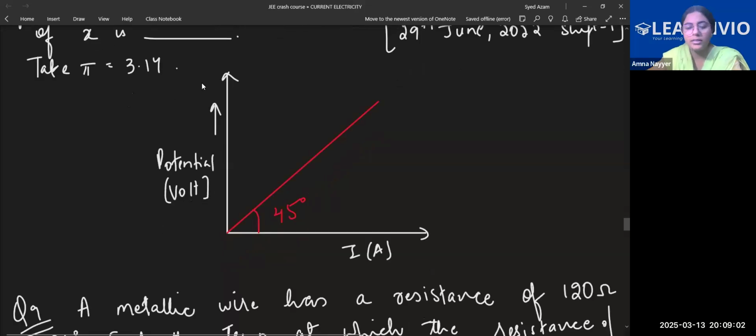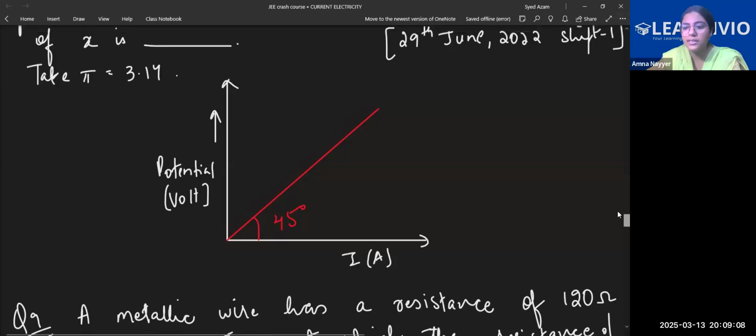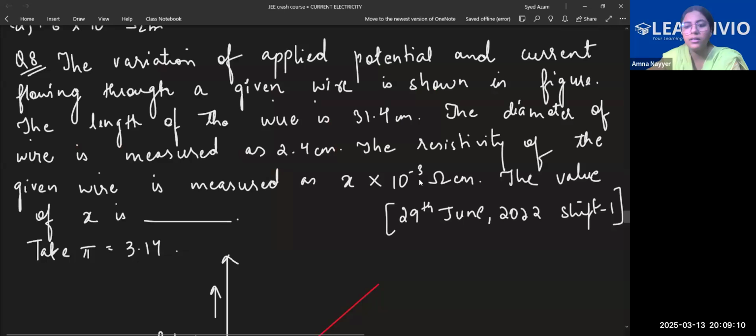Yeah, this is the graph which is given. This is the potential, this is the current, and this is the value of resistivity. So you basically need to calculate the value of resistivity. Okay. So write down this question first. Just text me when done, then I'll show you the graph also.